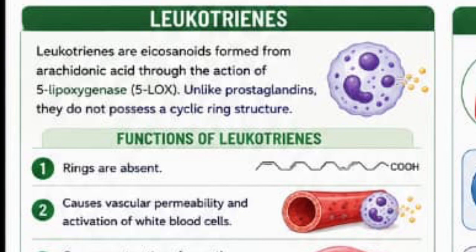So they lack a ring. That is one thing you have to know. Are you getting it now? They also cause vascular permeability. I told you they are released during inflammation, and when they are released during inflammation, what happens? They cause vascular permeability by opening up the capillaries. Opening up the capillaries is good because we have to recruit white blood cells to come and destroy the pathogens.